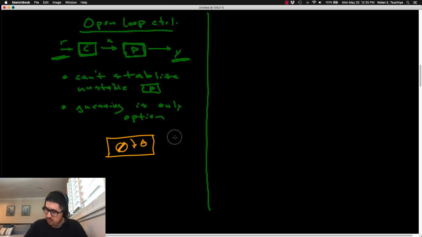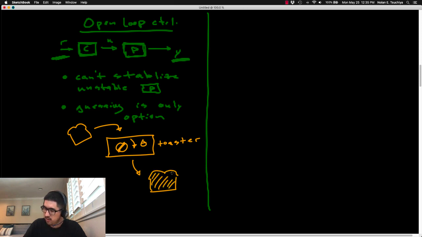This is a toaster. I can't spell toast. This is a toaster. It's a device that turns bread into crispy toast. Basically, you put a piece of bread into the toaster, you turn the dial to apply some heat, and what you get is nice crispy toast, right?